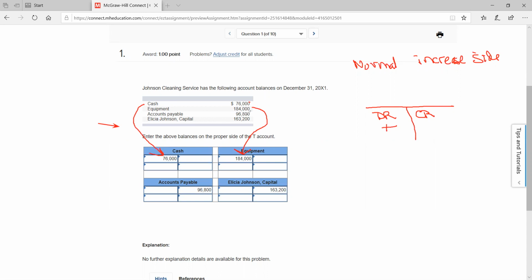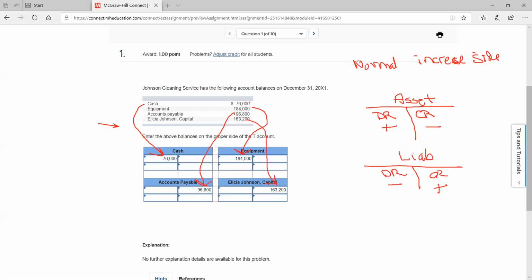Now, accounts payable, which is a liability. Remember, for assets, the general rule is increase debit, decrease credit. For a liability like accounts payable, it's just the opposite: increase on the credit side and decrease on the debit side. You always have the balance on the increase side. So for accounts payable, the $96,800 is put on the credit side. Likewise with capital, which increases on the credit side because it's an equity item, so they also put that on the credit side of the T account.